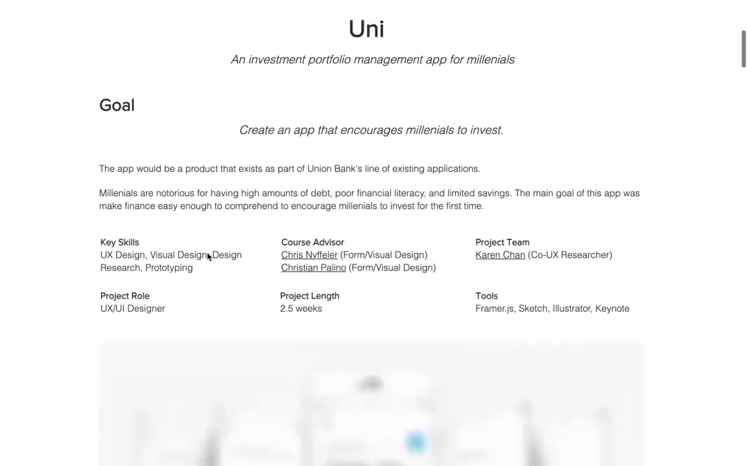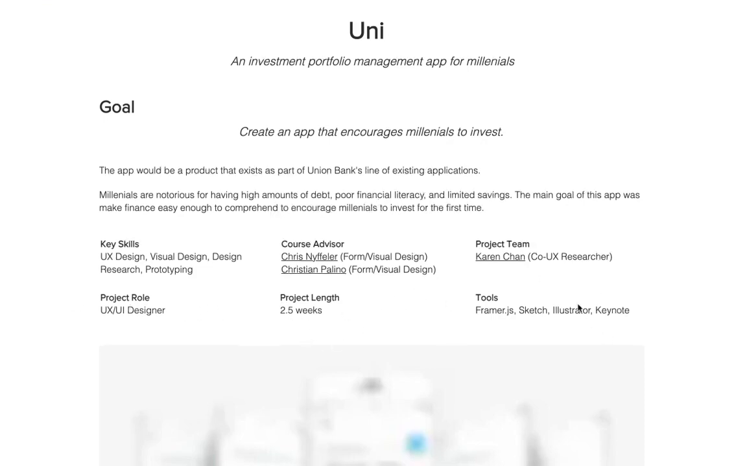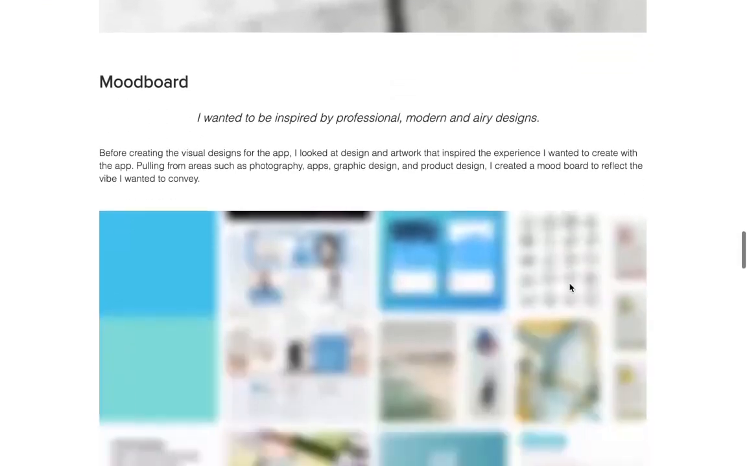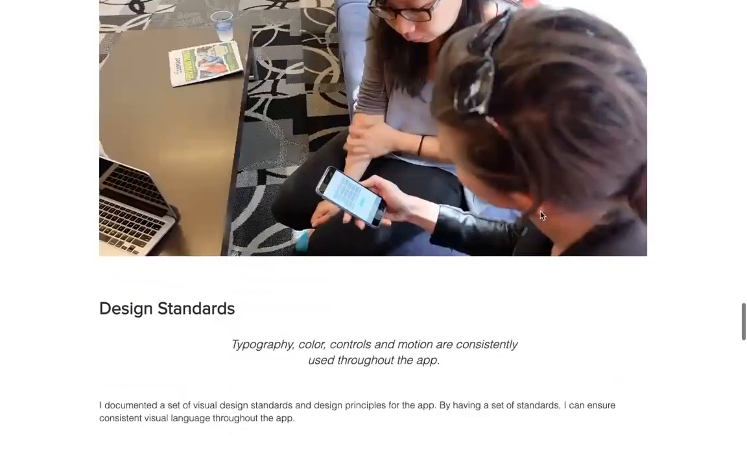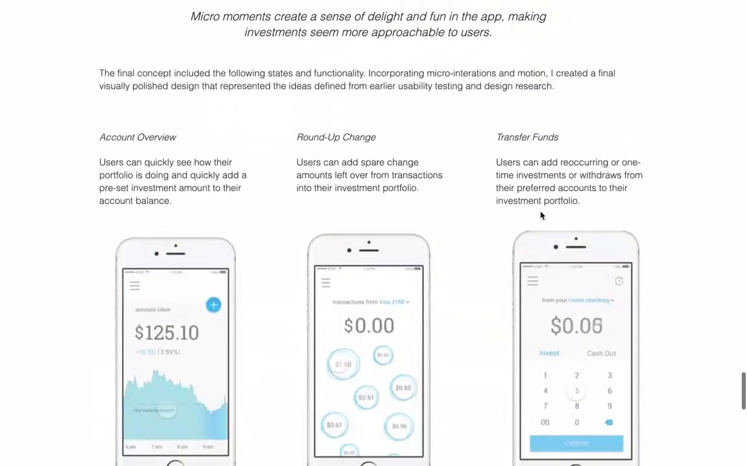So the goal, all right. So she had a summary, the goal, our role, the product lens, the tools she used. Okay, so our research, all right, a wireframe. So this was the process she took for this project. So take note of that. A wireframe, created a mood board, the usability testing, the design principles she followed, the final concept she came up with.